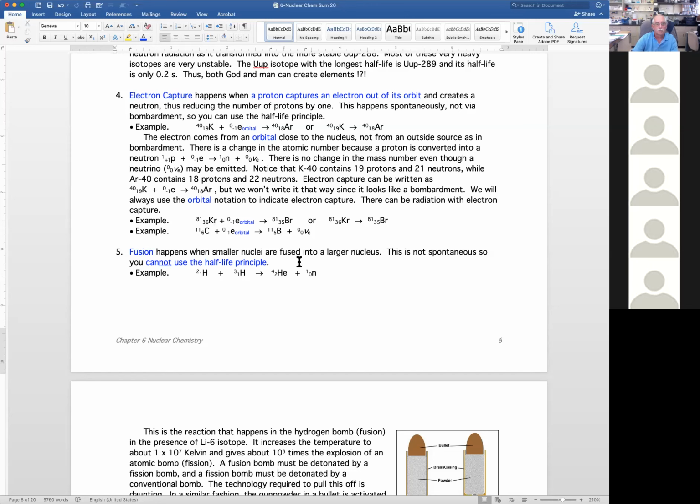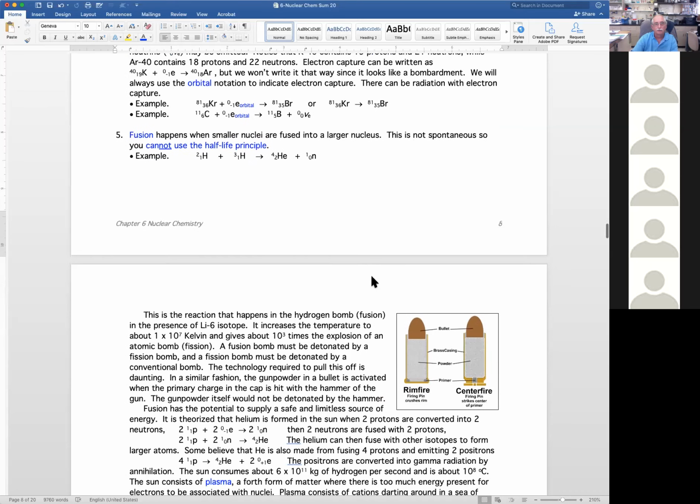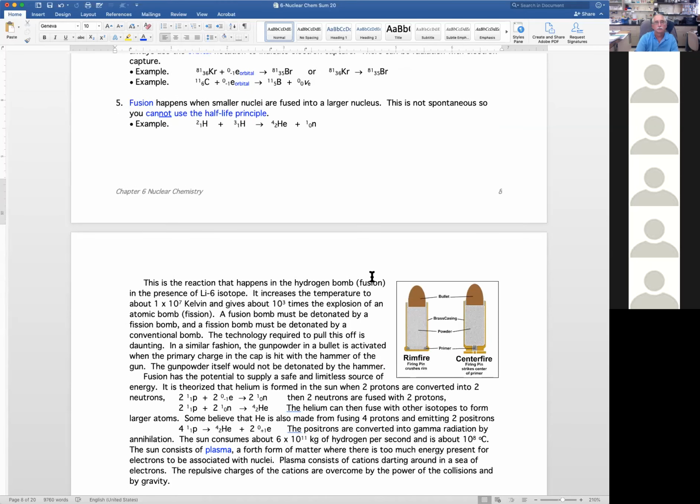So anyway, here's a couple more examples. And then we have fusion. Fusion happens when smaller nuclei are fused together into a larger nucleus. This is not spontaneous. You cannot use the half-life. So let's think about this. Here's two hydrogen atoms. This has one neutron, this has two neutrons, right? So we force them together and they combine to form helium and give off neutron radiation.